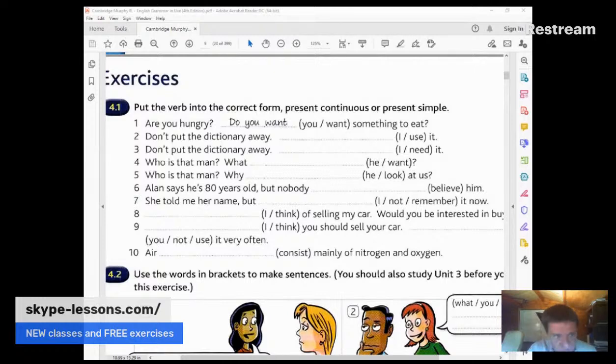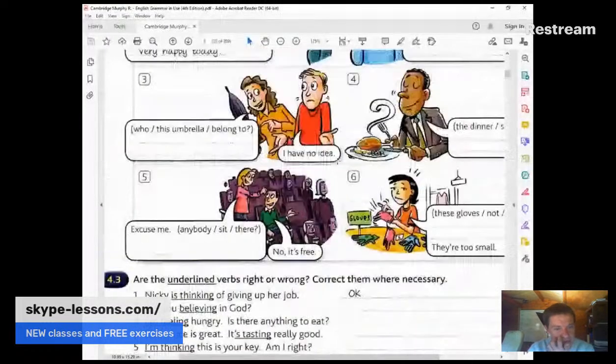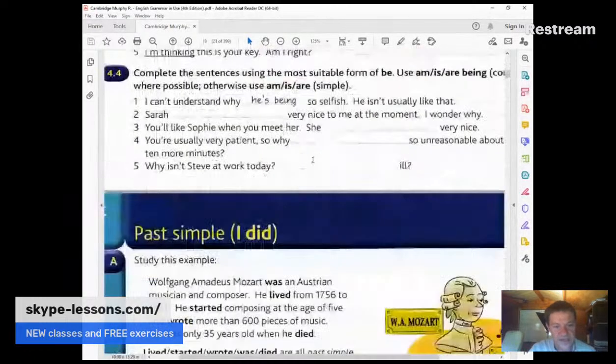So I hope that exercise has been useful for you all. Let's have a look at what he does next with the tenses. But I really like the way he emphasizes that stative and dynamic verbs are incredibly important for learning the tenses.